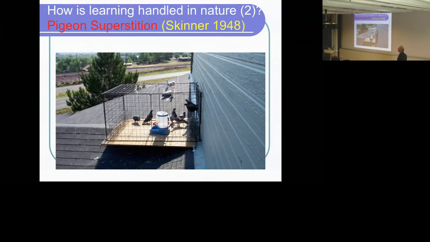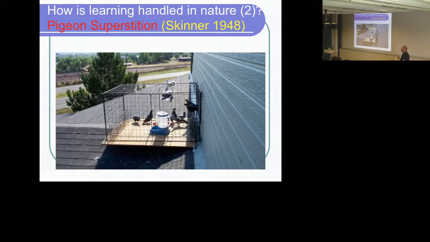So this is called pigeon superstition, and this is an experiment that was done by Skinner. Skinner was a famous psychologist, and he was one of the fathers of behaviorism. Behaviorism was trying to do a counterattack on Freud. Freud was saying, you know, all your troubles have to do with how your parents treated you when you were a small child, and all your dilemmas just have to do with sex. And they didn't like it.